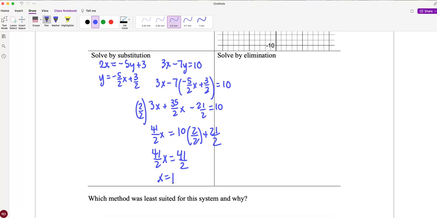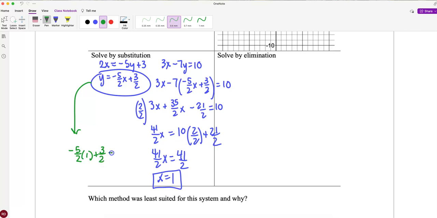Now that's interesting. I did all that work. I couldn't avoid fractions, but I did get an integer value for x. Now to figure out y, go back to this equation right here. So y is going to be negative 5 halves times 1 plus 3 halves, which is negative 2 halves. So y is negative 1.